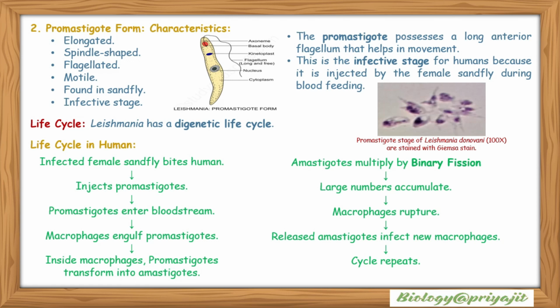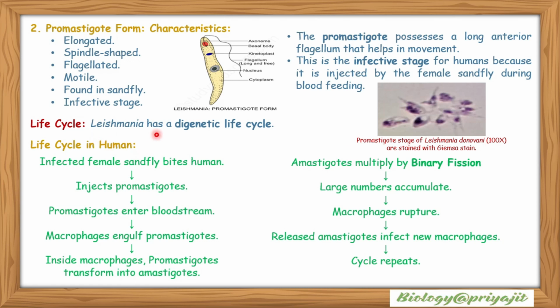The second stage is the Promastigote form, which is elongated, spindle-shaped, flagellated and motile. They are found in the sandfly and they are the infective stage. The Promastigote possesses a long anterior flagellum that helps in movement. This is the infective stage for humans because it is injected by the female sandfly during blood feeding. This is the Promastigote stage of Leishmania donovani at 100x, stained with Giemsa.